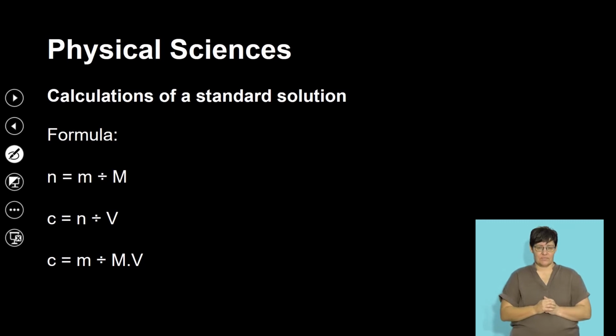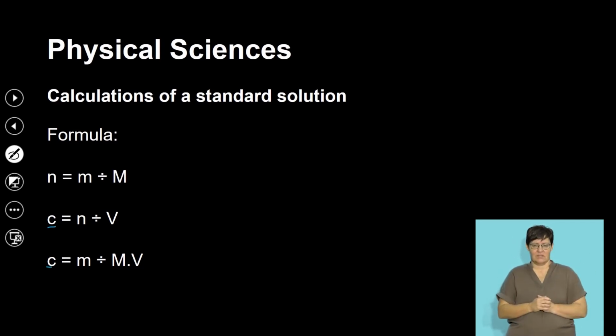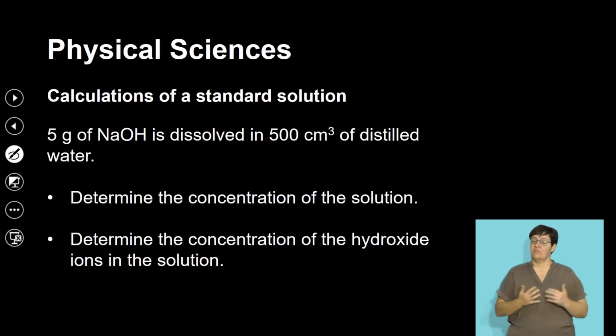So we've already looked at these formulae and how they come together in terms of calculating the concentration, okay? So at the end of the day, if you've got the mass and the volume of solution, you are able to determine the concentration, practically, right? Okay, now, just as an example, we've got 5 grams of sodium hydroxide, which is dissolved in 500 cubic centimeters of distilled water. Determine the concentration of the solution, right?